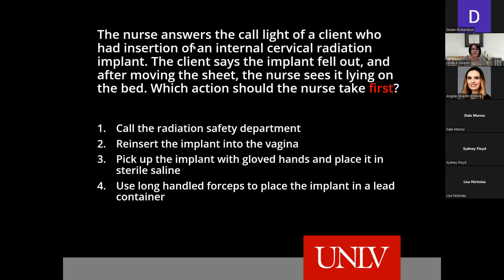Okay, so I just wanted you to have a chance to think about that and what action the nurse should take first. If you ever saw an implant in the bed of a patient who had an internal cervical radiation device, you would never touch it. There should always be a lead container in the room of a person who has a radiation implant. You would use the long handle forceps that come with the lead container, pick it up with the forceps and put it in the container. Okay, then you would call radiation safety department.